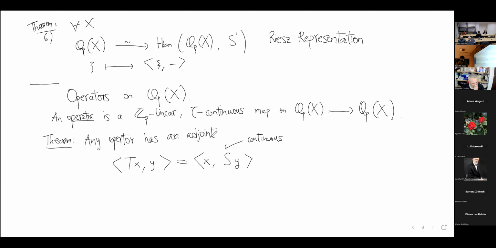I have a question. Do you have an analog of compact operators here? Yes, pre-compact. Okay.